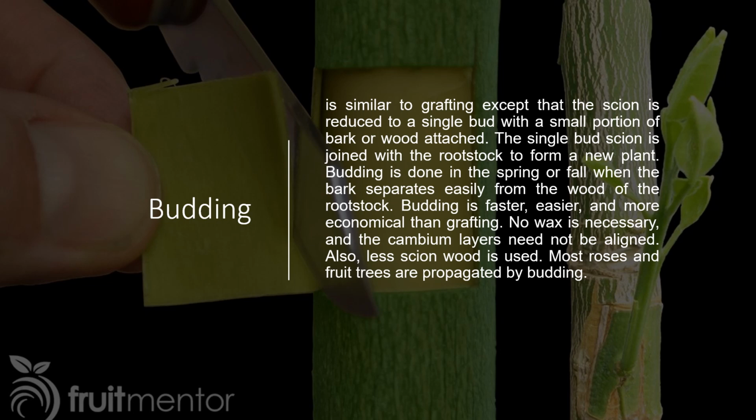Budding is faster, easier, and more economical than grafting. No wax is necessary, and the cambium layers need to be aligned. Also, less wood is used. Most roses and fruit trees are propagated by budding.